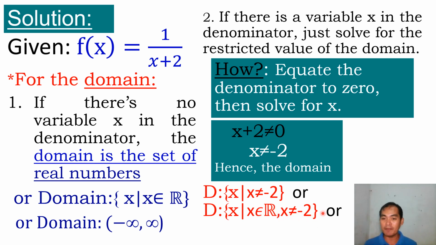except negative 2. Or by interval notation, that's open interval from negative infinity to negative 2, union, open interval from negative 2 to positive infinity. Open, ang ibig sabihin, hindi kasama itong negative 2. Okay, so kaya we use open or parenthesis in an interval notation.